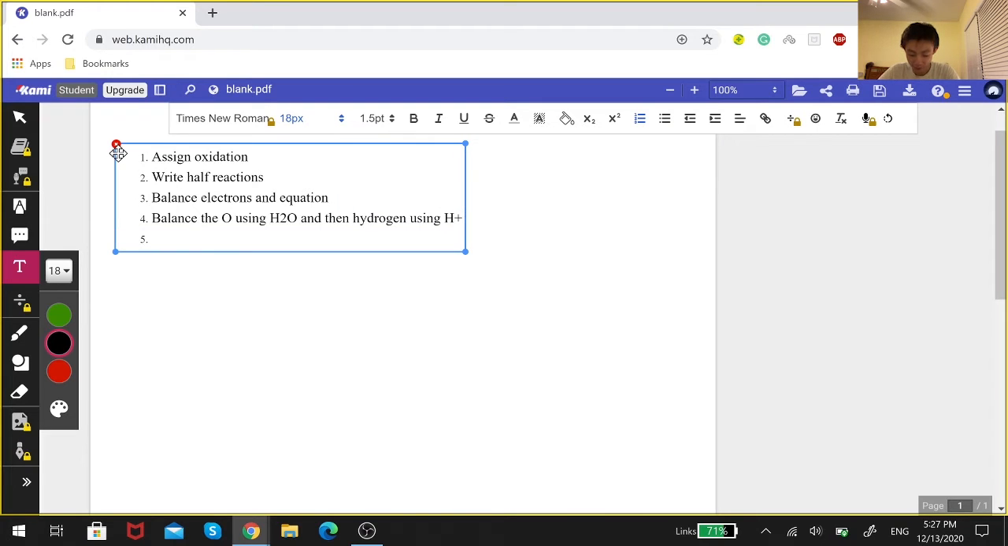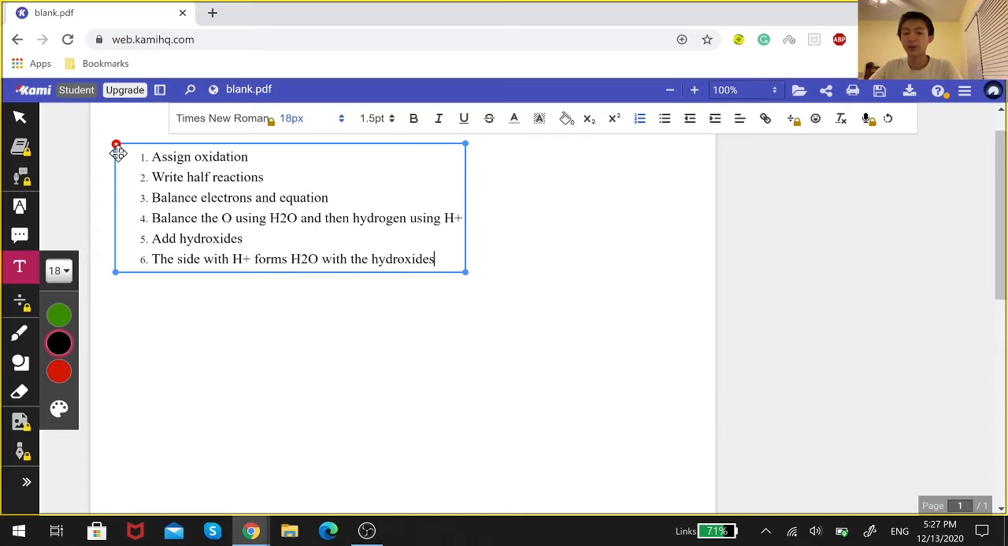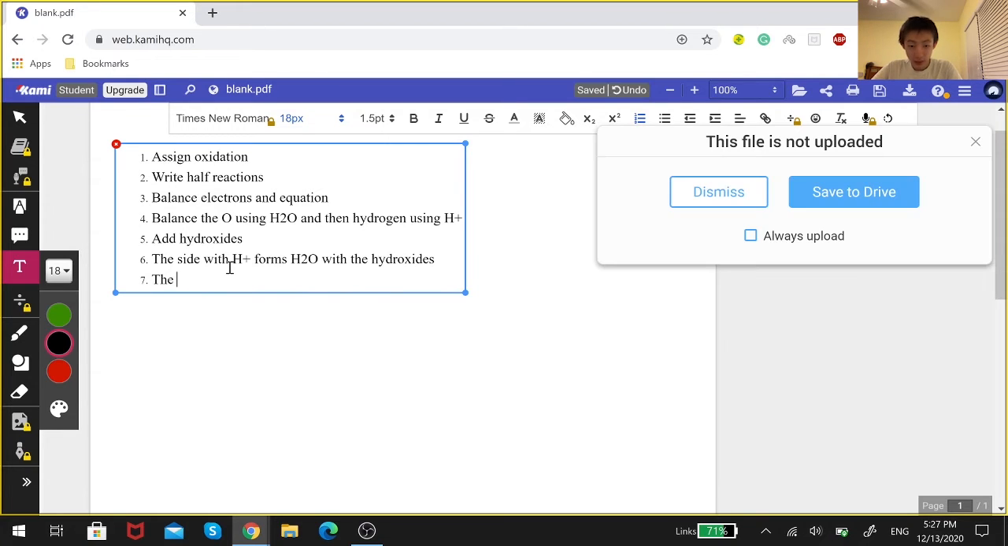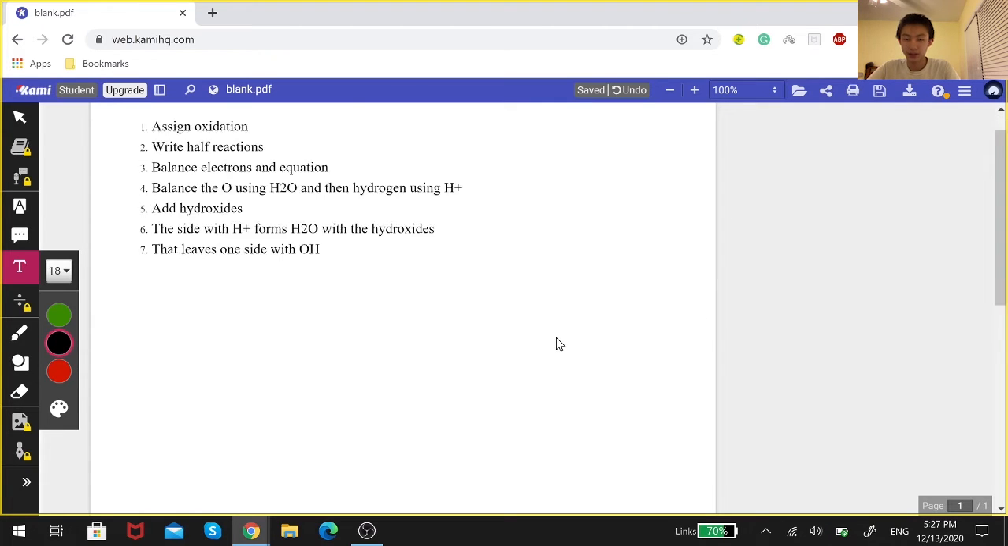And here's what's different. You're going to add hydroxides, and the side with H plus forms H2O with the hydroxides. I'm going to show you what that means in our example. That leaves one side with OH and therefore makes the whole solution basic.